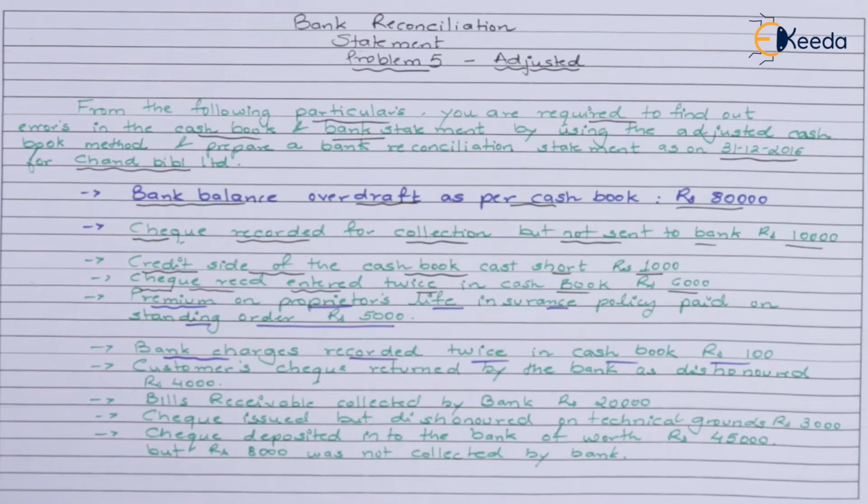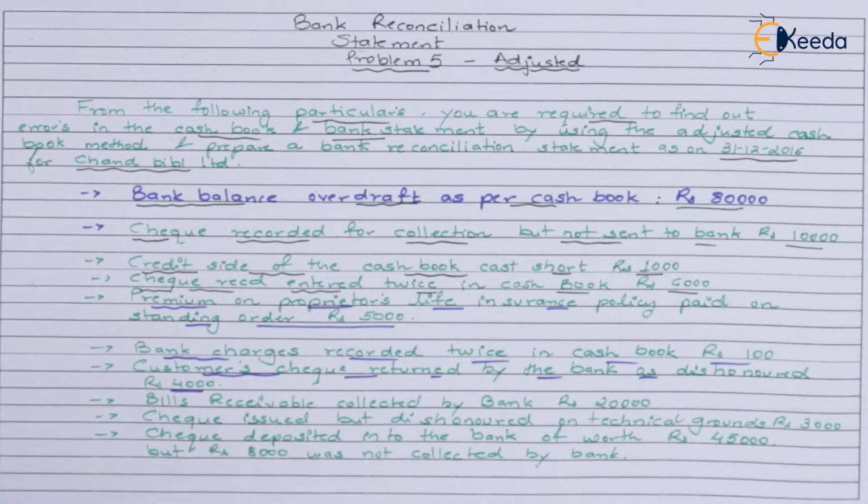The next transaction refers to bank charges being recorded twice in the passbook. Amount is 100 rupees. The next transaction refers to a customer's check being returned as dishonored on technical grounds. Amount is mentioned as 4,000.